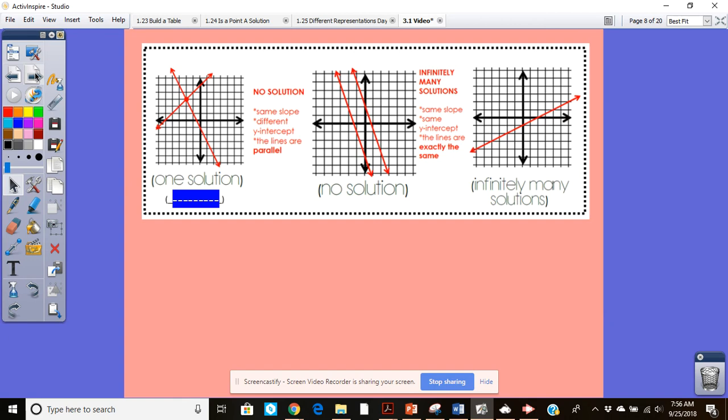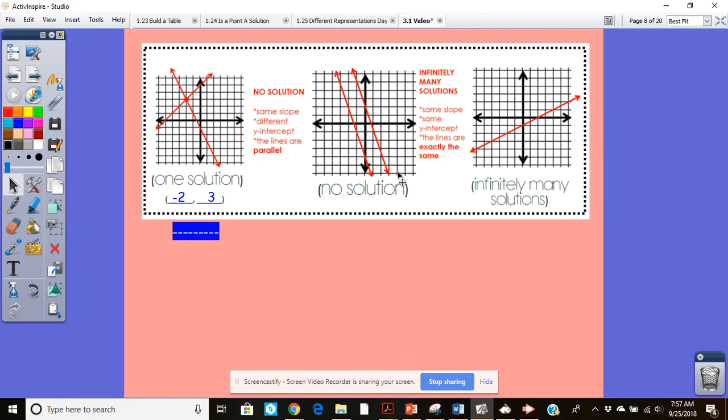All right, so there's different types of solutions. So you can have one solution, and that's where your lines cross and they meet at one point. And so if you look here, here's my intersection already marked for me. And so my x would be negative 2, and my y would be a positive 3. So negative 2 comma 3.